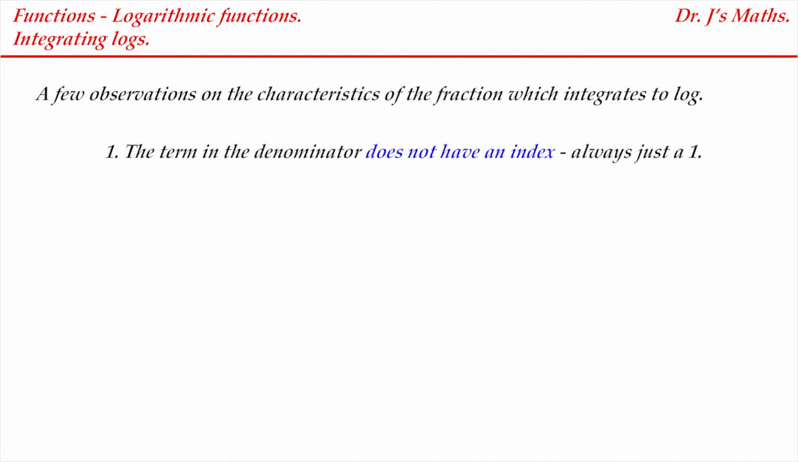The first is that the term in the denominator does not have an index. It's always a 1. So the integral of dx over x squared plus 1, the term in the denominator has a square in it. So immediately we can say that is not going to be a logarithmic integration, it's going to be something different.